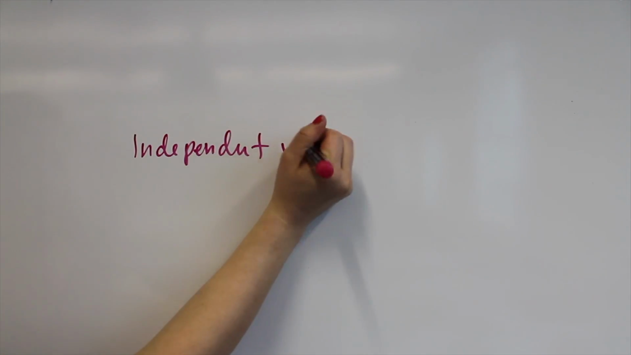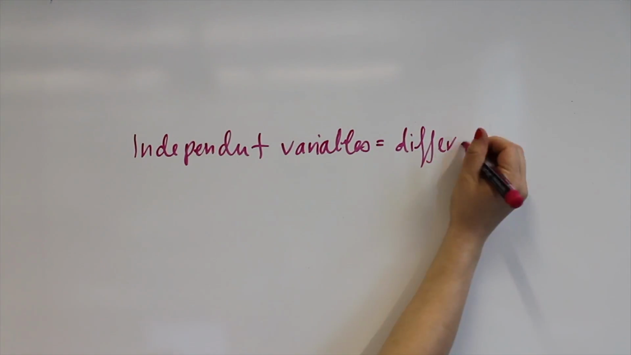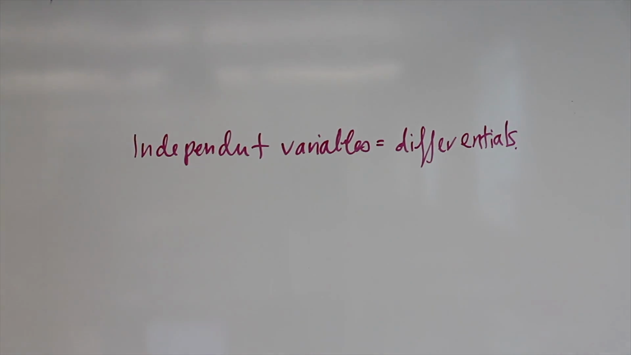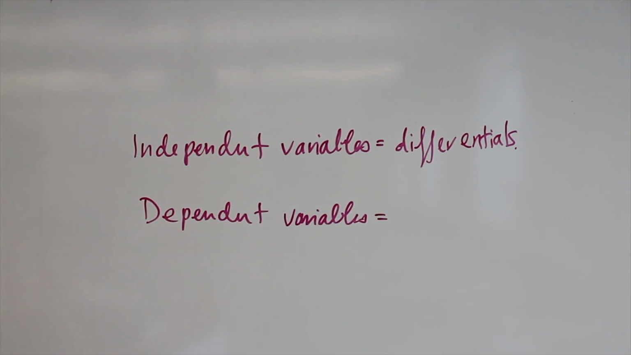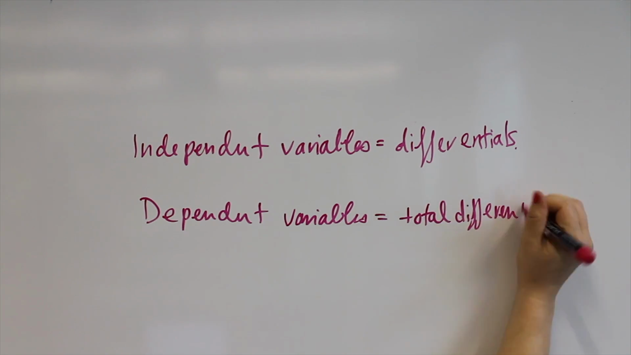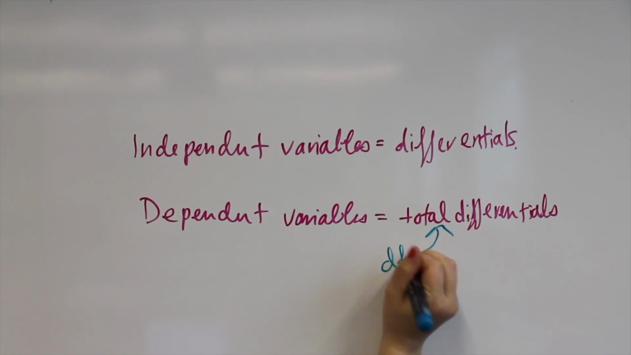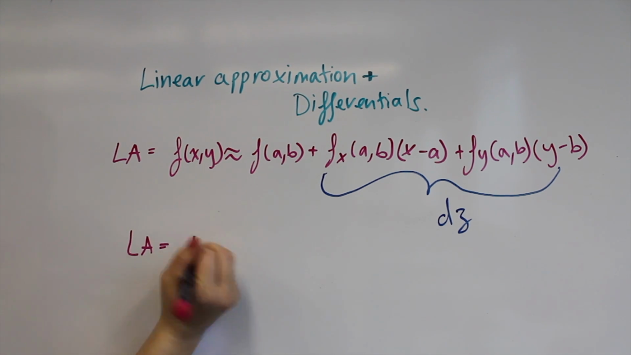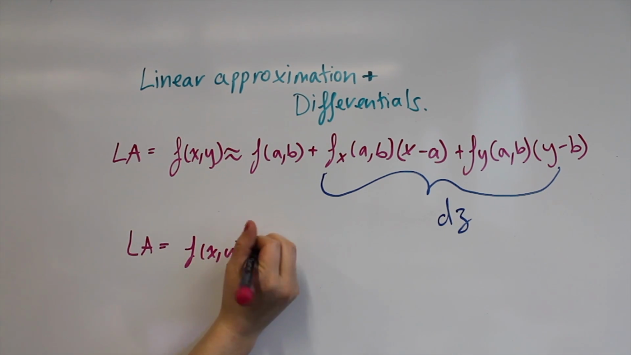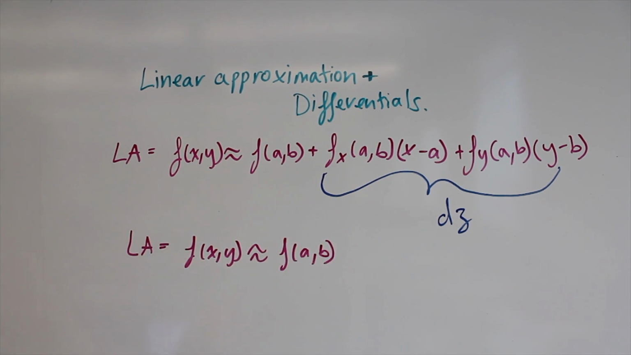The independent variables listed above are called differentials, and the dependent variable, dy for one variable and dz for two, are called total differentials. df can also be used to replace the notation of the total differential. Since the formula for a linear approximation is as shown here, if we substitute in the formula for the multivariable differential, we get the following.